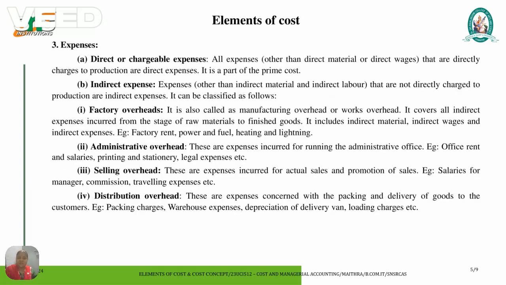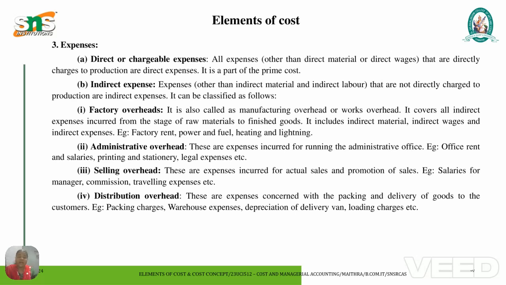Next one is expenses. Expenses are classified into direct or chargeable expenses. All expenses other than direct material and direct wages, which are directly charged to production, are direct expenses. It is also a part of prime cost. Indirect expenses are those that are not directly charged to production. They are divided into four categories: factory overhead, administration overhead, selling overhead, and distribution overhead.